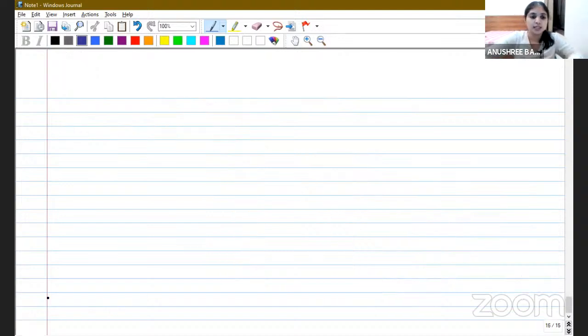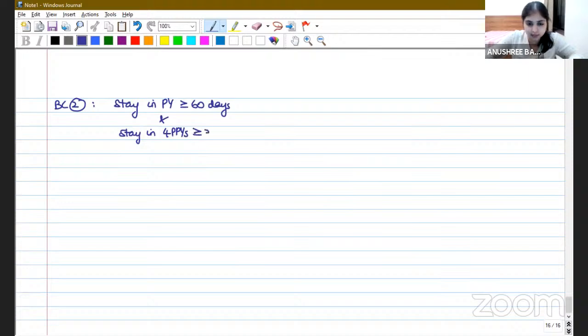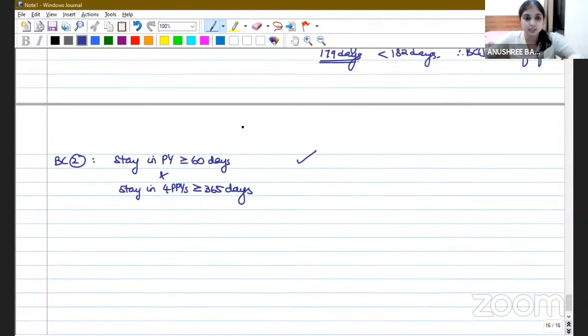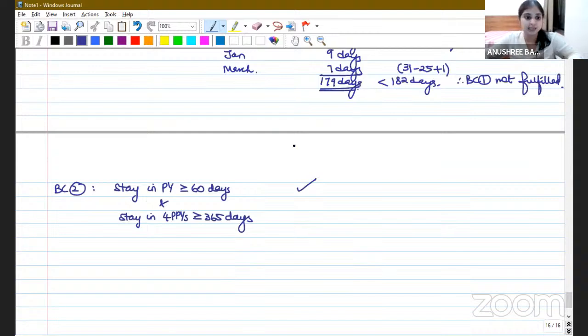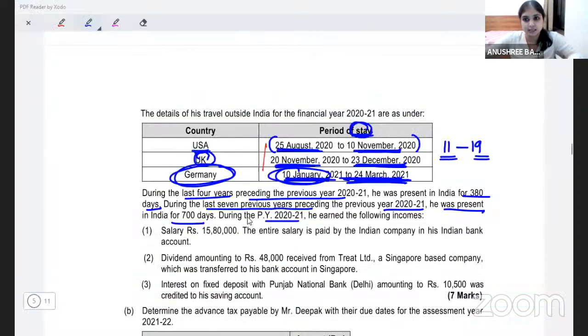Then, what does basic condition 2 say? Basic condition 2 says, stay in previous year should be at least 60 days and stay in India in 4 preceding previous years put together should be at least 365 days. Isn't it? Now, this first part is definitely fulfilled because previous year assessee is staying 179 days. Basic condition 2 is just 60 days. That is definitely fulfilled. It also says 4 preceding previous years, assessee should have stayed in India for 365 days.